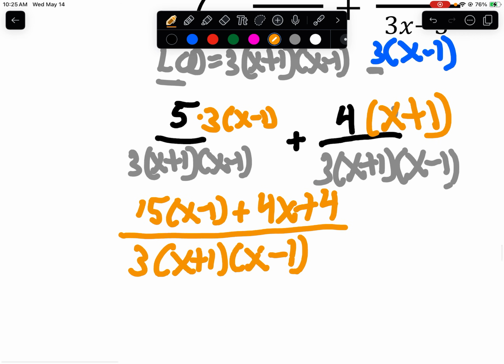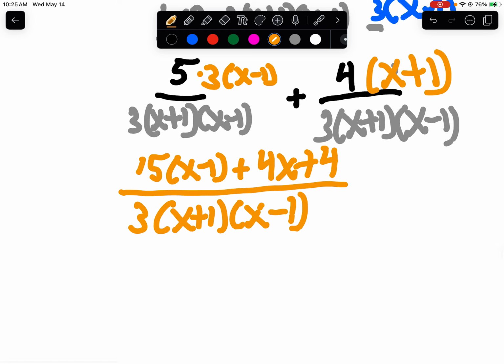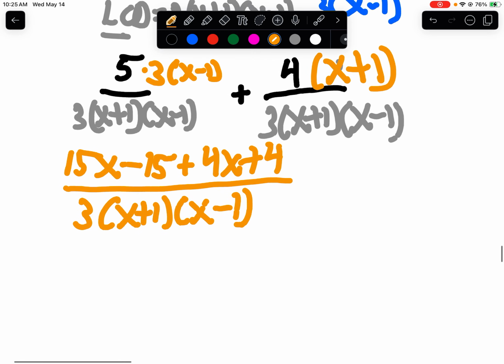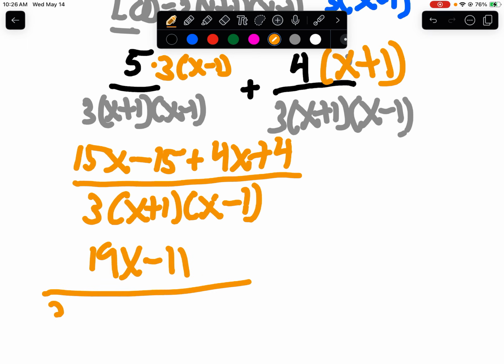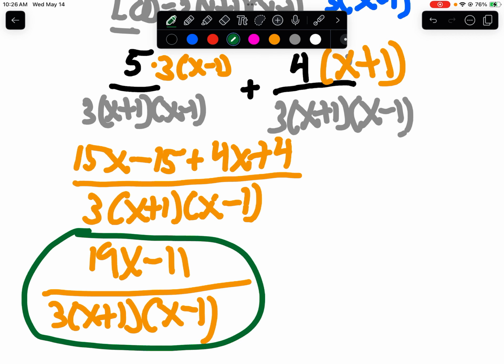Looking at this, distributing the 15 and combining like terms, I'll just go ahead and write it here. So if we distribute the 15, we'd have 15x minus 15. And now combining like terms, you got 15x plus 4x is 19x. Negative 15 plus 4 is negative 11. And we just keep the LCD. And that is the answer for that problem.